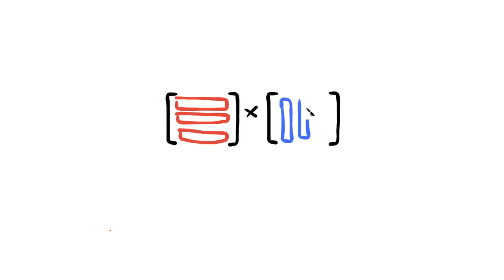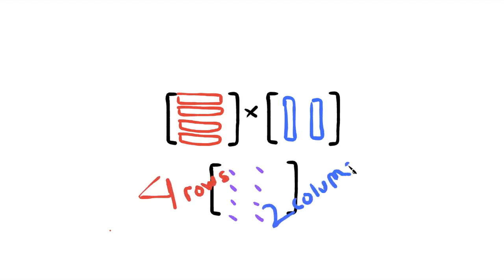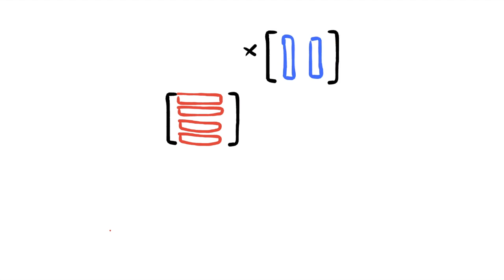In real math, when you multiply two matrices, you multiply the rows of the first matrix by the columns of the second matrix. Thus, the resulting matrix will have the same number of rows as the first matrix and the same number of columns as the second one. Let's line it up this way so we can see it better.